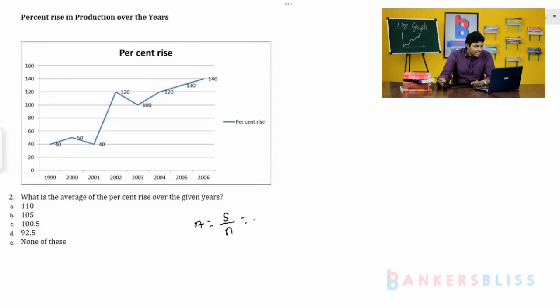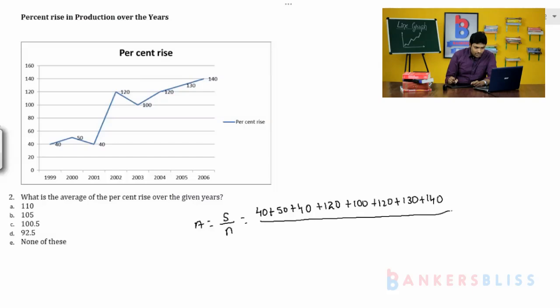So 1999 is 40, 2000 is 50, 2001 is 40. So like that you add all the data. So 40 plus 50 plus 40 plus 120 plus 100 plus 120 plus 130 plus 140 plus 140, divided by how many years? 1, 2, 3, 4, 5, 6, 7, 8, divided by 8 years.